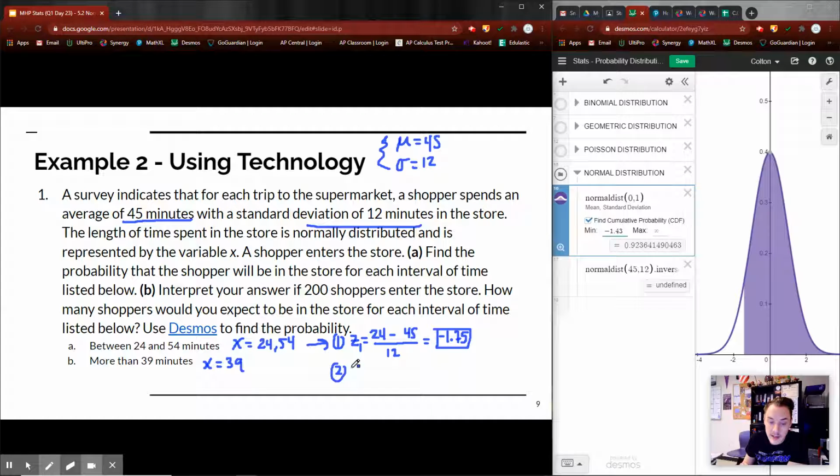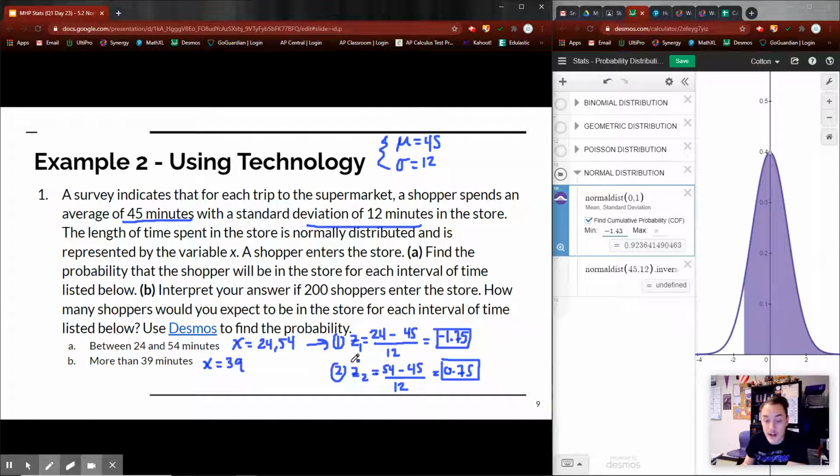For my second one, my z sub 2 is going to be 54 minus 45, all over 12. What does that equal? That equals 0.75. This is my second z-score.